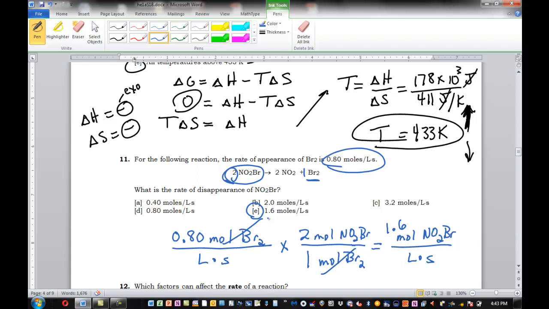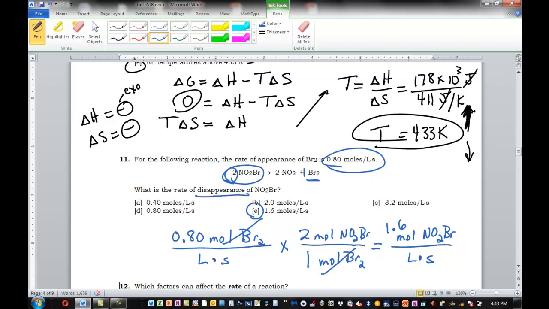Okay? So the rate will depend on what we're looking at in that reaction. Okay? Because of that coefficient of 2, that reactant is reacting twice as fast as we are producing Br2, bromine. Now you might be thinking, shouldn't the amount of the reactant be decreasing with time? And the answer is yes. So why isn't there a negative sign?